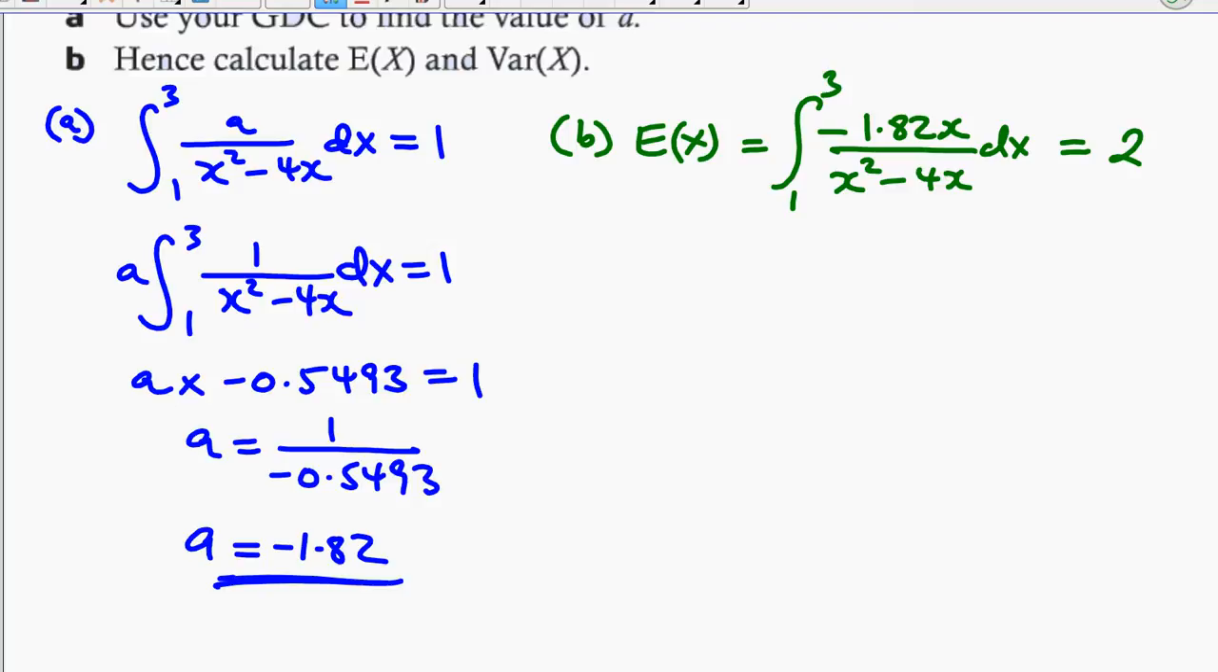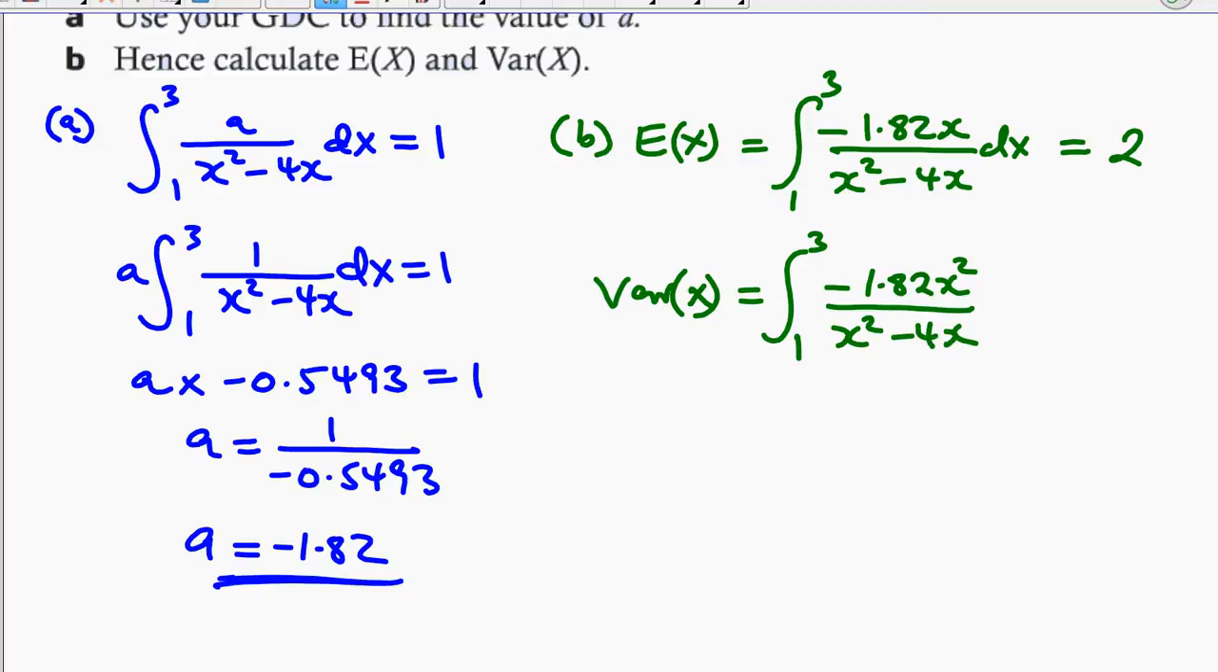And then variance, that will just be equal to the integral between the same limits, but now you multiply by x squared, so negative 1.82 x squared over x squared minus 4x dx, minus 4, which is 2 squared. So I end up with 0.358. Just plug that in your calculator again, that integral, the way we did in part A, and then you should be able to get your answer.